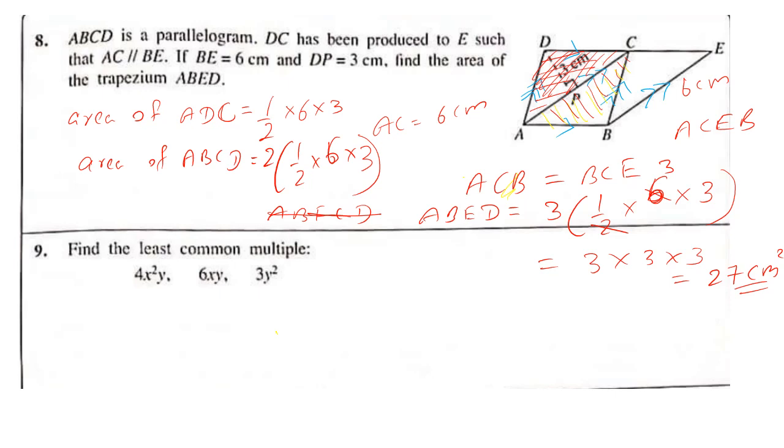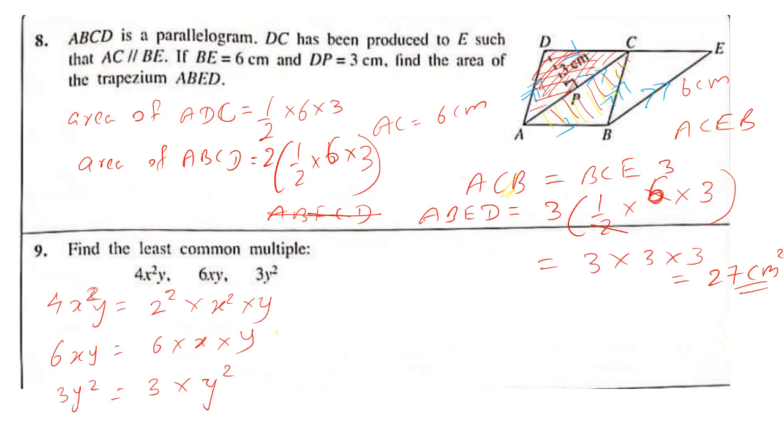Now finally, for the common multiple of this, you have to factorize with the prime factors. We'll factorize with the maximum powers of the prime factors, right? So 4x squared y is equal to 2 squared into x squared into y, and 6xy is equal to 6 into x into y, and 3y squared is equal to 3 into y squared. So we'll take the maximum powers of each.